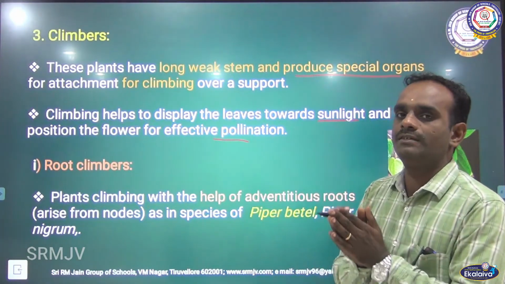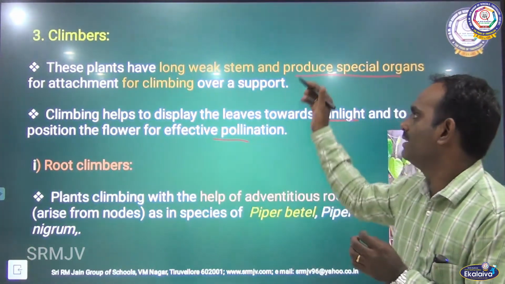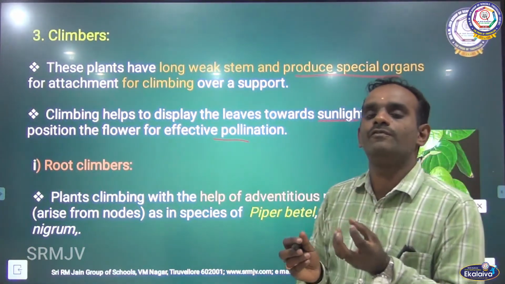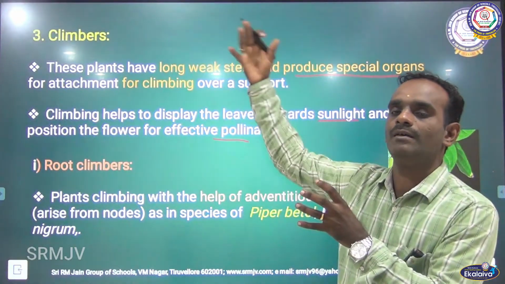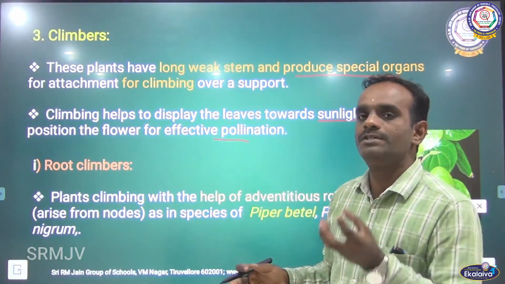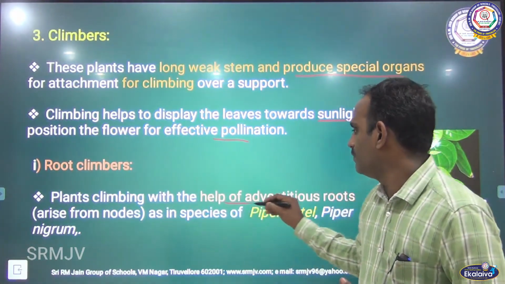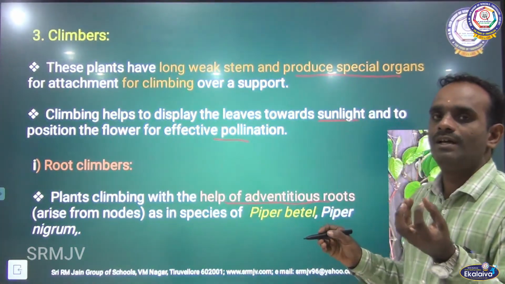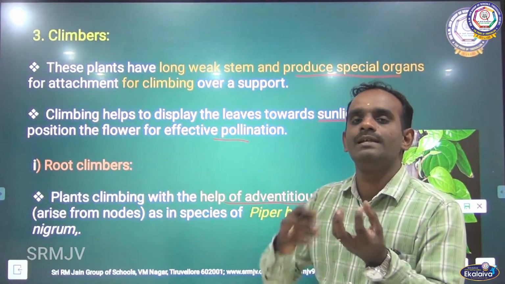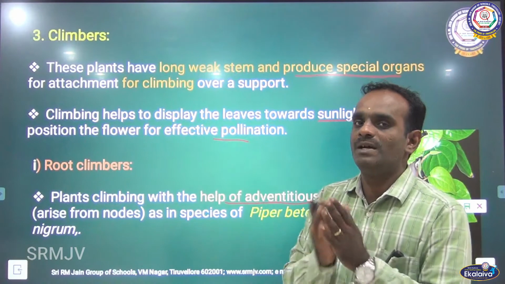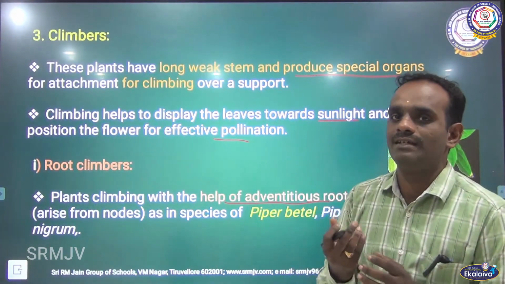So climbers are nothing but the plants having a long weak stem, and they produce a special kind of organs for climbing, that means attachment with the other plant. Okay. The first one is root climbers. The plants climbing with the help of adventitious roots. Adventitious roots are nothing but the roots which arise in any part of the plant body, but taproot always arises only in the radicle. Okay.